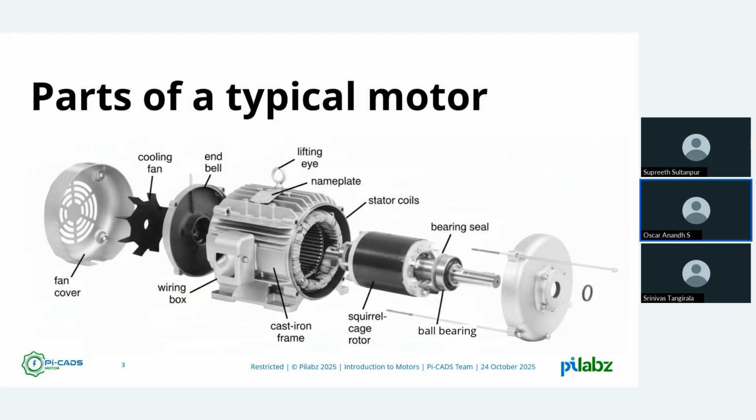The motors will generate heat during operation. So to control that heat, we use fans and fins on the body through which the air flows. This reduces the heat. And other than that, there is the lifting eye for manufacturing purposes, to lift the motor. And the nameplate gives the specs of the motor. In the wiring box, they make the connection and supply the current. We will go deeper into the stator and rotor in further slides.